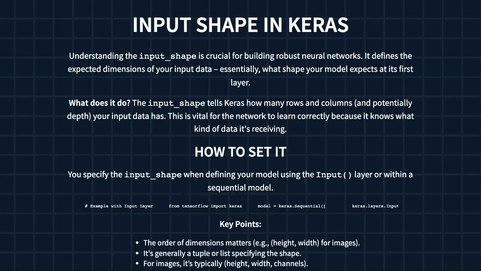Okay, let's talk about input shapes in Keras. Think of it like this: your model is hungry for data. The input shape tells the network exactly what kind of data you're feeding it. How many rows and columns are we talking about? For images, that's usually height and width. You specify this when creating your input layer or within a sequential model using the input layer. It's really important to get right so the network can learn effectively. It dictates what information it expects at the beginning.